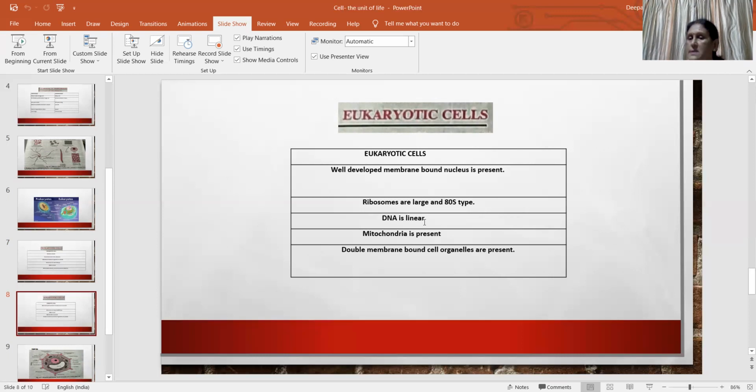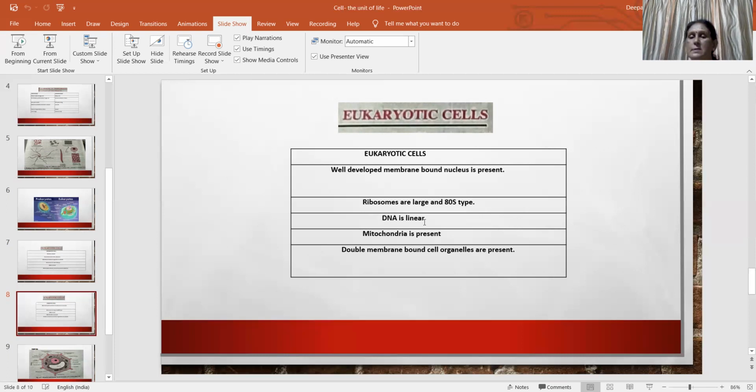Next, ribosome is there. In case of eukaryotic cell, ribosome is present, but it is different from prokaryotic cell. What type of ribosome is found here? It is 80S type. So we found that in case of prokaryote, 70S ribosome is found. In case of eukaryote, ribosome is 80S. Next, DNA here is linear. Genetic material here is also DNA. In case of prokaryote, genetic material is also DNA, but that is circular. And in case of eukaryotic cell, it is linear or elongated.